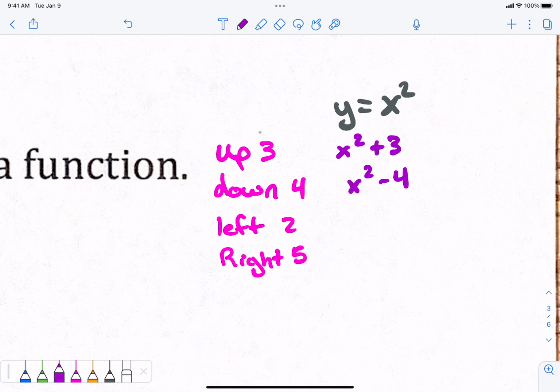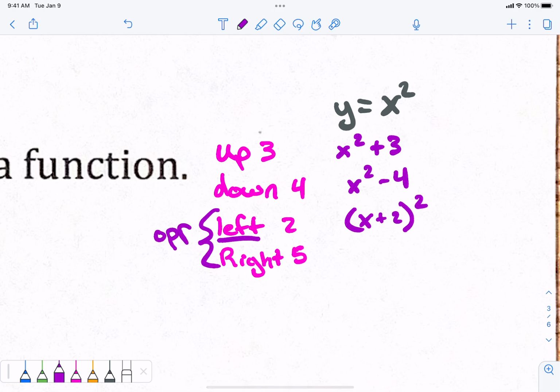Now, what happens when we go left 2? I don't know. This one is where you have it inside of parentheses. Oh, in parentheses, (x - 2) squared. No, it's just x plus 2, because left is actually plus. This is where you use the opposite sign. So left, which you would think would be minus, you actually do plus. That's what left 2 looks like.